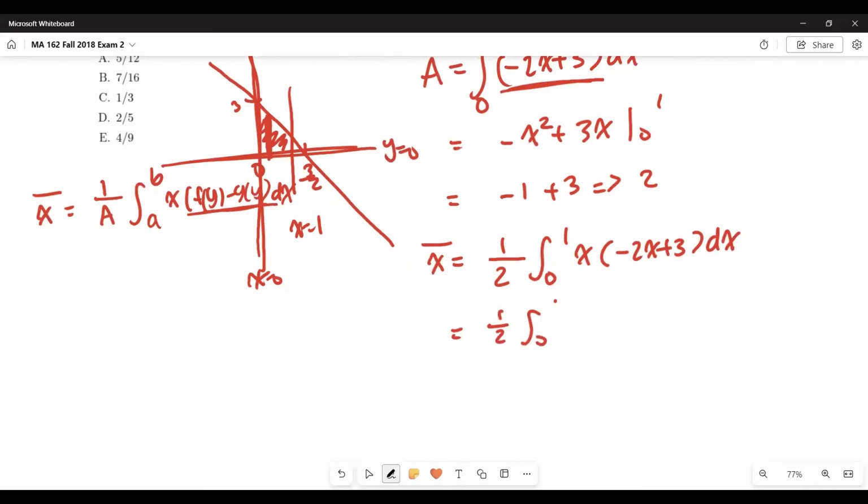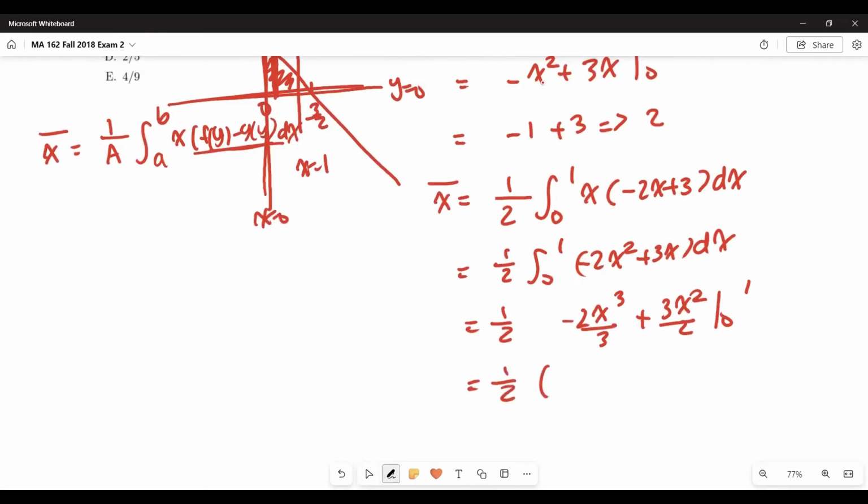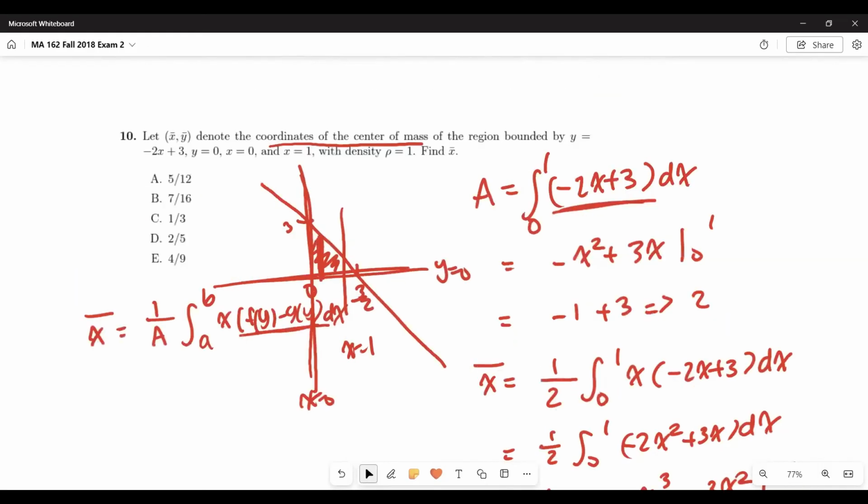1 over 2, integral from 0 to 1 of negative 2x squared plus 3x dx. So this becomes 1 over 2, negative 2x cubed over 3 plus 3x squared over 2, from 0 to 1. So this becomes 1 over 2, negative 2 over 3 plus 3 over 2, and then plus 0 is nothing. So this is just negative 1 over 3 plus 3 over 4. So this is negative 4 over 12 plus 9 over 12. So this is 5 over 12. So the answer for this question is A.